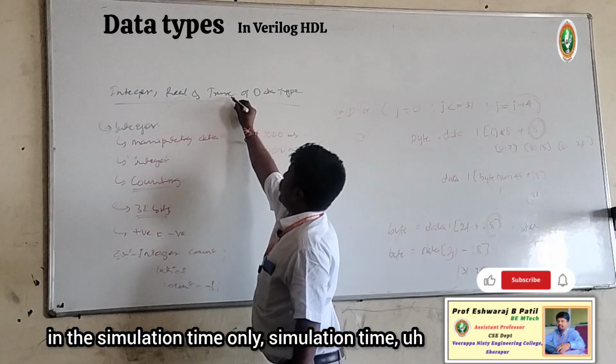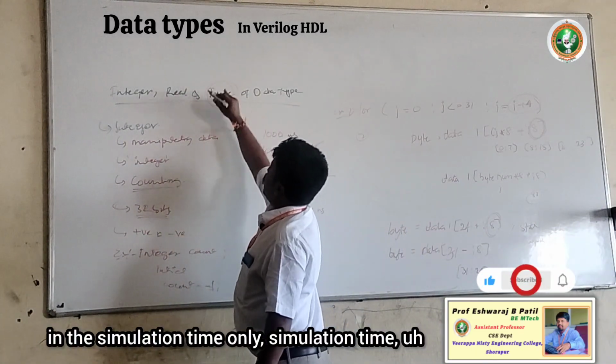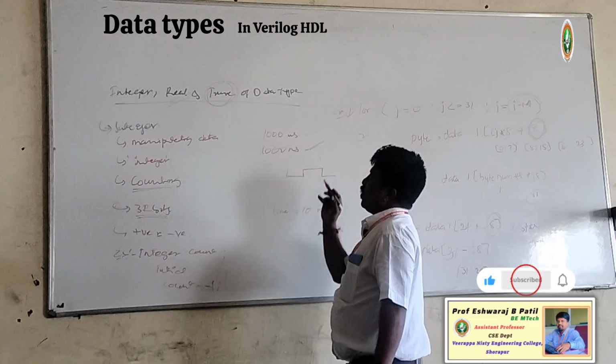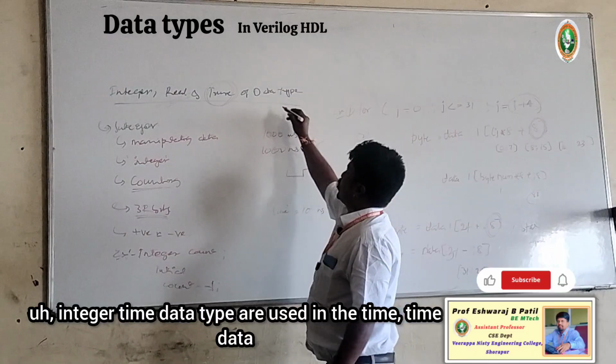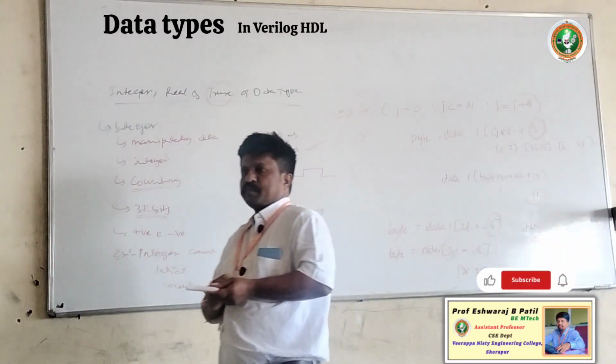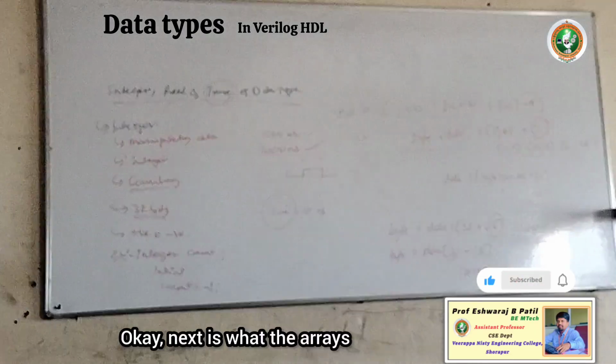In the simulation time only, the simulation time will give the time integer. Time data types are used in the time data. Keyword is always time. Okay, next is the arrays.